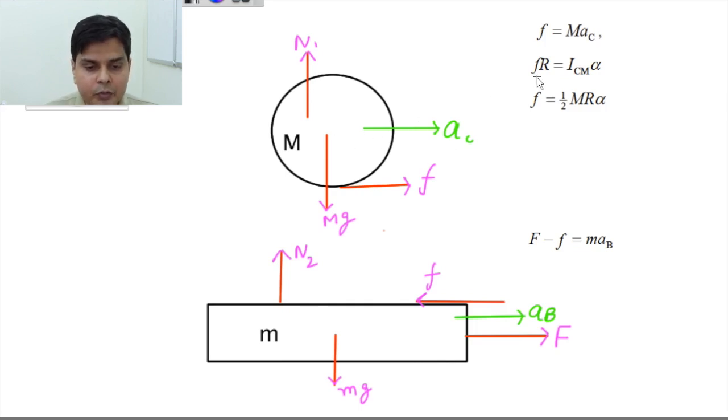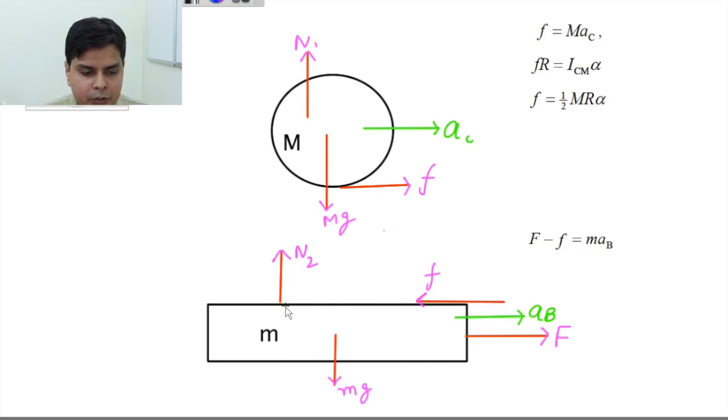Now if you take the equation of rotational dynamics, that is the torque, and calculate the torque about the center of mass of the cylinder, it will be small f into R is equal to I_CM, the moment of inertia about an axis passing through the center of mass, into alpha. Alpha is the angular acceleration. Now I_CM of the cylinder is half MR squared. If I substitute it here, it will be f is equal to half M R alpha. So these are the equations of motion of the cylinder.